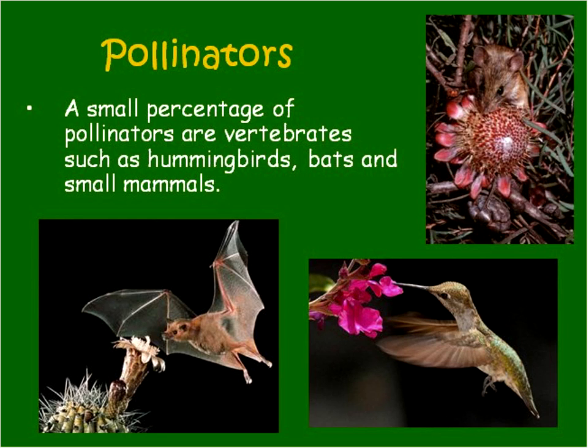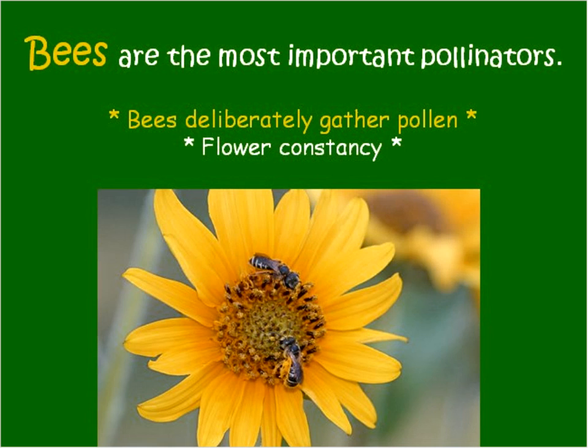So that's a small percentage, we've looked at some of the arthropods, but a lot of the pollinators are also vertebrates. That includes bats and hummingbirds and even small mammals such as mice. But by far, bees are considered to be the most important pollinators because with the exception of a couple of species of wasps, bees are the only ones that deliberately gather pollen to bring back to the nest.